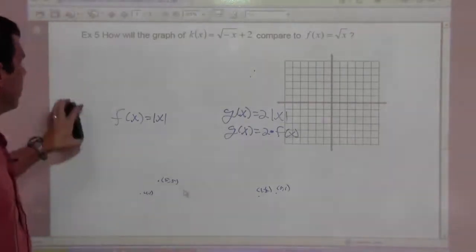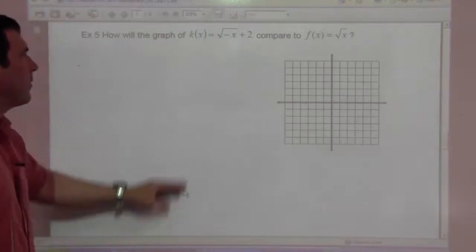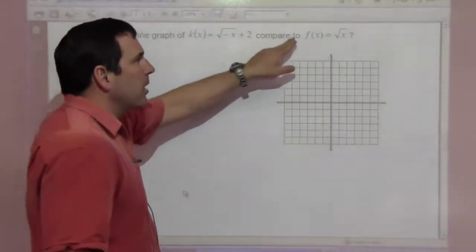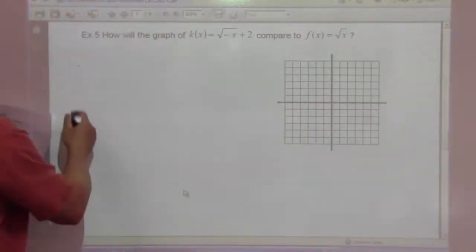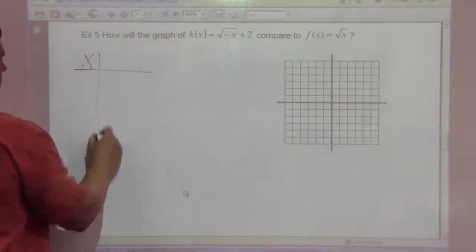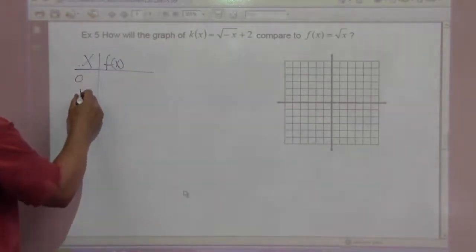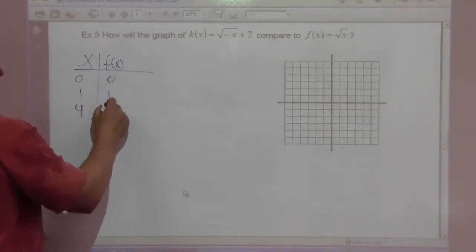Let's go on to example 5. How will the graph of k of x equals the negative of the square root of x, plus 2, compare to f of x equals the square root of x? So let's look at x, f of x. We'll go with 0, 1, 4. That's about as far as we can go. That's going to be 0, 1, and 2.